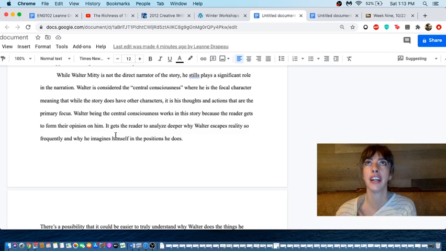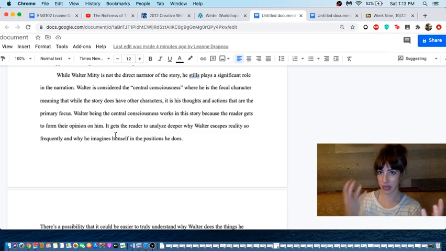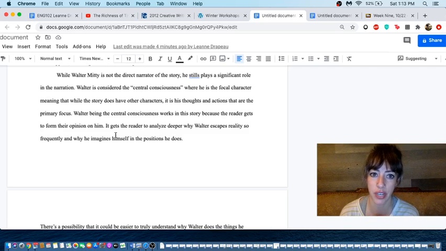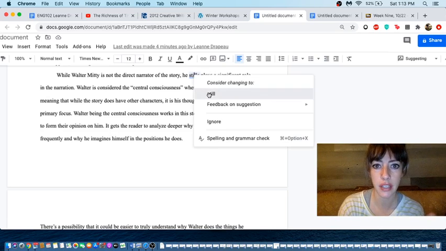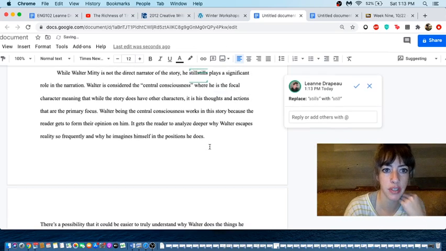Again, this writer has such a clear understanding of narration, and the assignment for this essay was to really show me that you understood a story and you understood how a literary element was working within that story. That's why this is a strong essay, in spite of the growth areas like needing to pull in text evidence. There's a tiny little typo here: "he still plays a significant role in the narration."